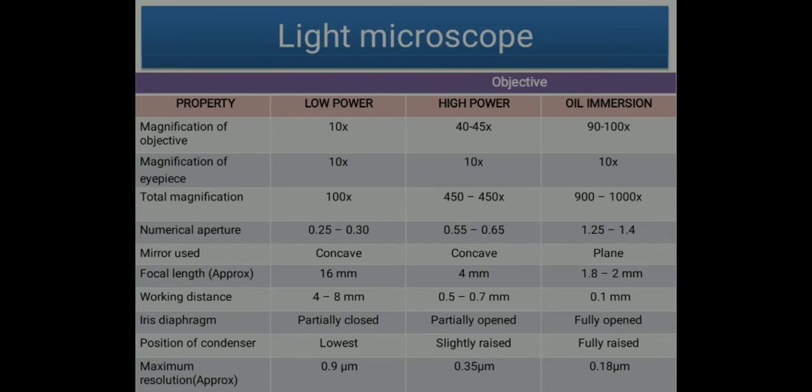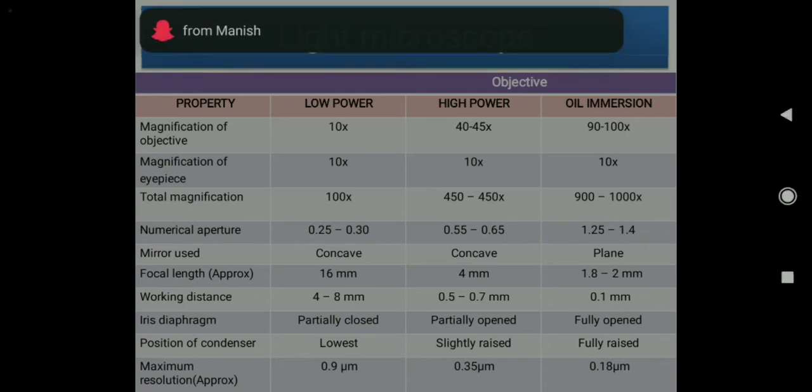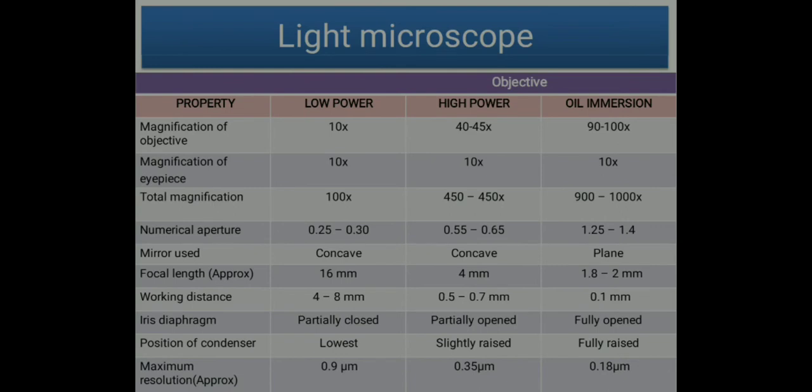Talking about the numerical aperture, it lies between 0.25 to 0.30 at low power, 0.55 to 0.65 at high power, and with oil emulsion it is around 1.25 to 1.4.